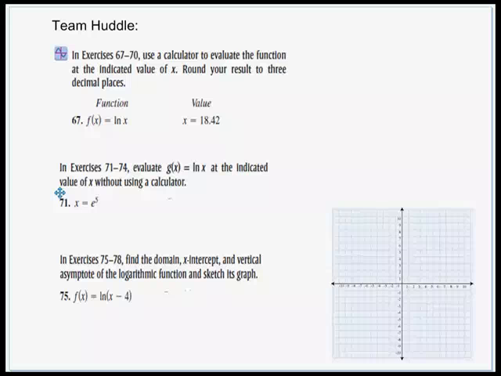In the next one, 71, evaluate g of x equals the natural log of x at the indicated value of x without a calculator. So the ln of x, you're just going to plug in for x, e to the 5th power. The ln of e to the 5th, simplify it without a calculator. For number 75, find the domain, the x-intercept, and the vertical asymptote of that logarithmic function, and sketch the graph. That's just going to be a shift. So pause the video, try the problems, start her back up, and see if you got them right.